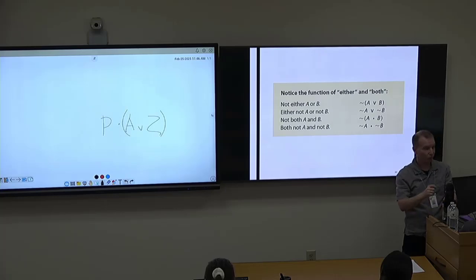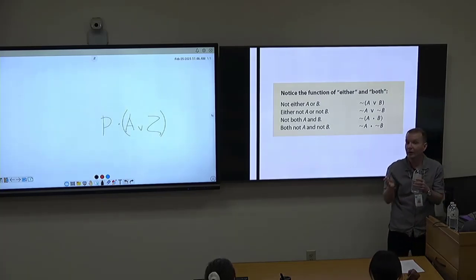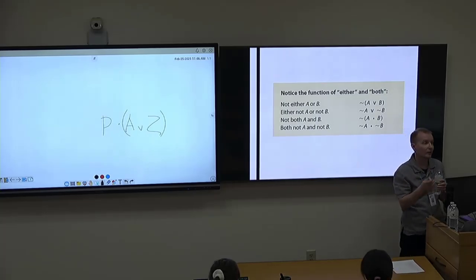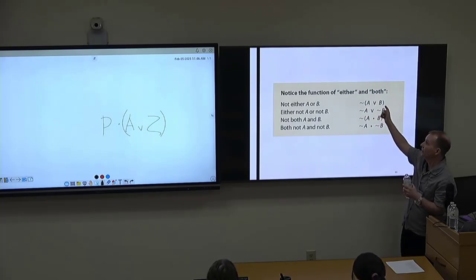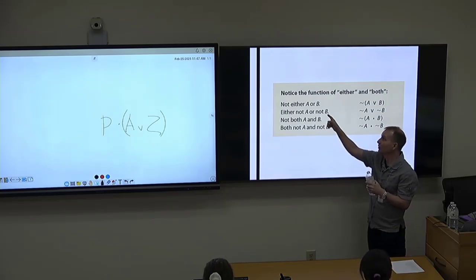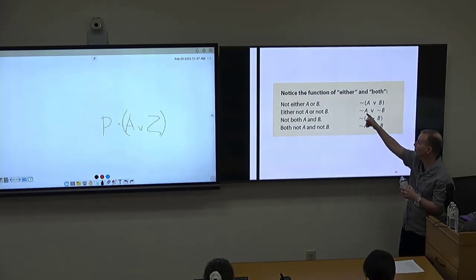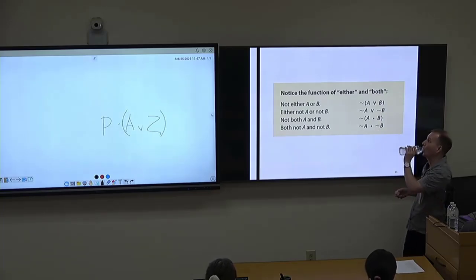Okay, a few more things. Not, as the function of either or both. What is happening if you have not either A or B, translated: negation, A or B in parentheses. But either not A or not B, you see they're putting not next to each one of them, so you actually have to use a tilde next to each one of them.